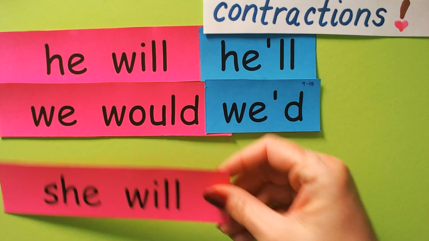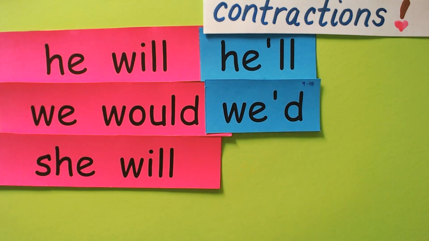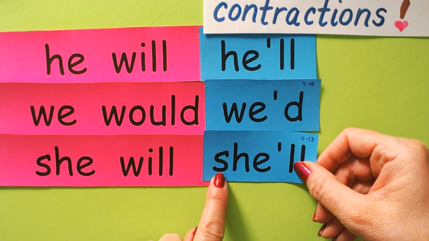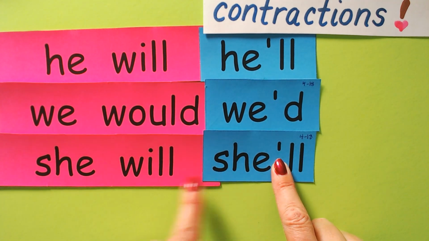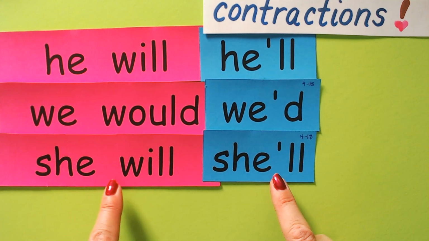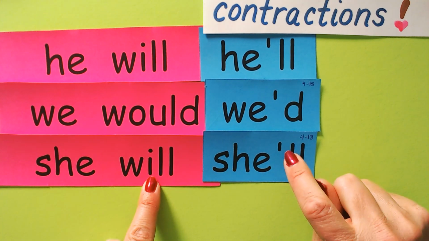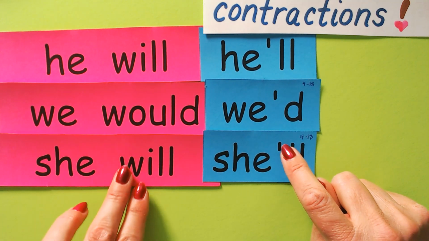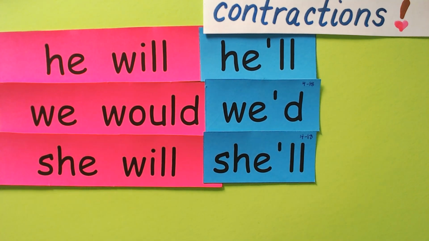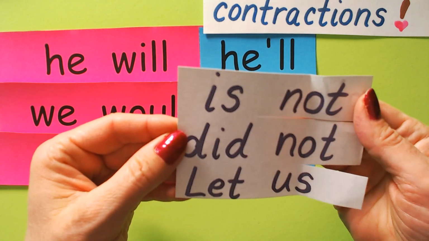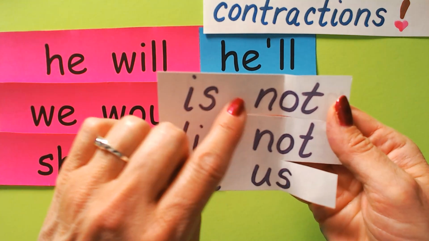Okay, these words say she will. What's a contraction that means the same as she will? She'll. And so what letters are we missing? We have she, but we don't have W-I. So where the W-I got popped out, we have an apostrophe. Okay, let's have a look at these words. We also have some contractions that use, well, you'll see.